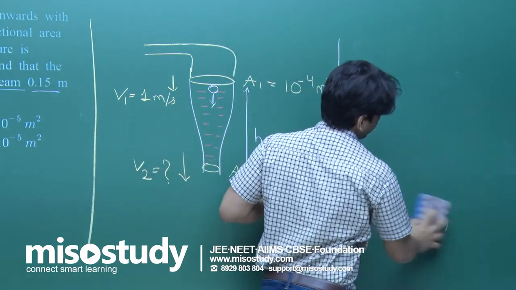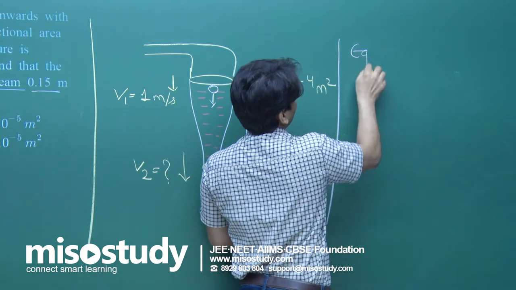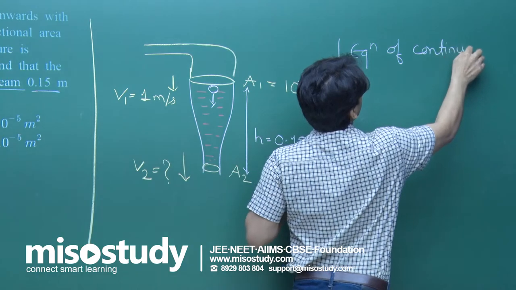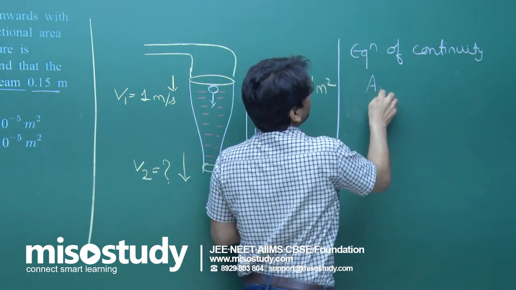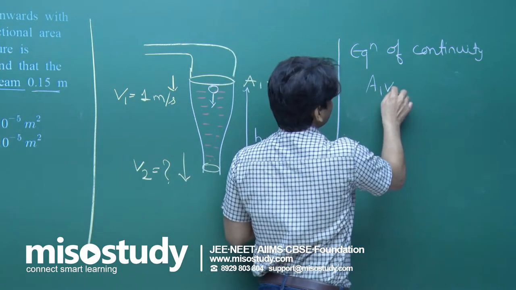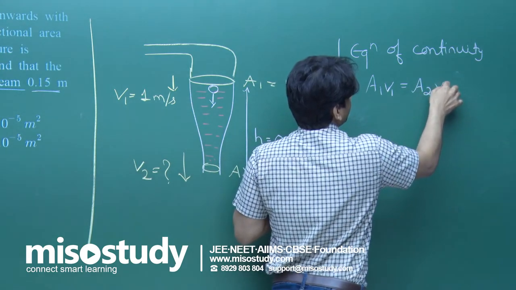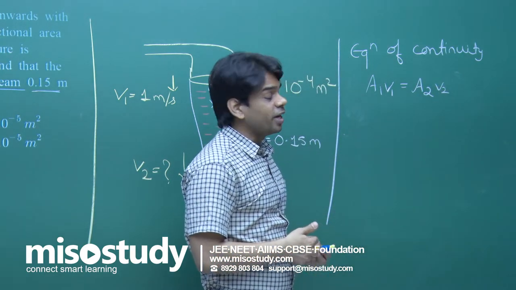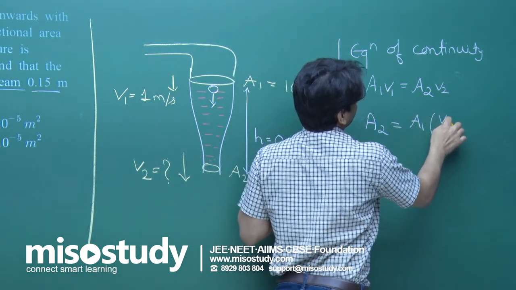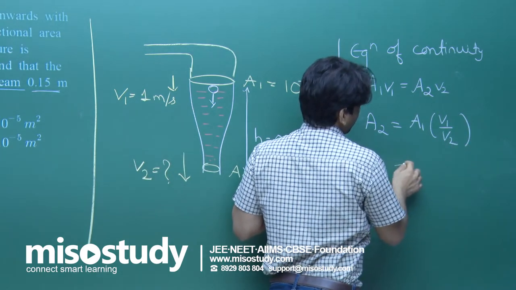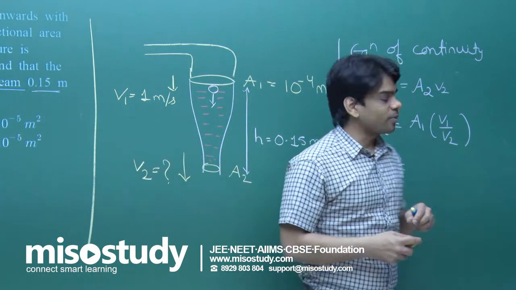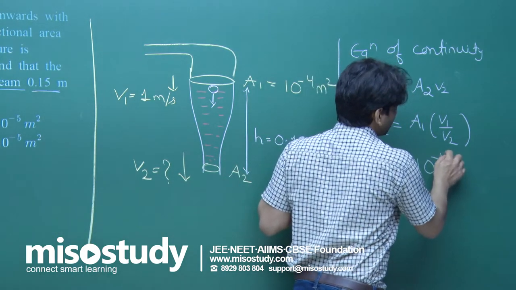Let me rub this part and let us go ahead using equation of continuity. If we use it, we can write A1 V1 is equal to A2 V2. From here, we need to find the value of A2. A2 will come out to be A1 V1 by V2. A1 is already provided to us, and A1 is 10 to power minus 4 square meter.